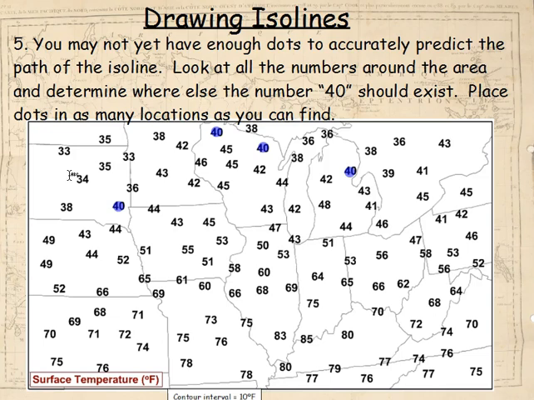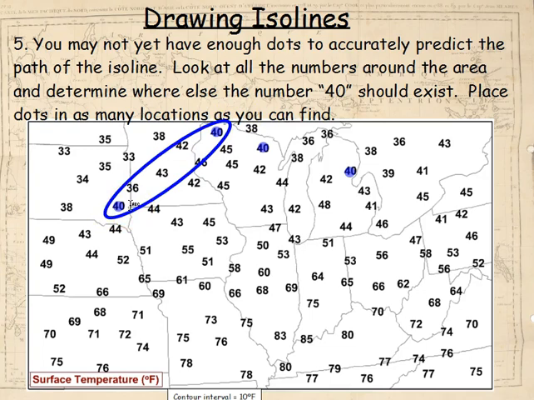You might not have enough dots to accurately predict the path of the isoline at this time. We're not going to be able to draw a smooth path to help us figure everything out. So we're going to need to find other locations where our line should snake and go through. So you're going to look at all the numbers around the area and determine where else the number 40 should exist. And we're going to place dots in as many locations as we can find. So you might notice right here, going from 40 to 40, where would I draw a line? Because I need to connect these two 40s, but which way should my line snake?